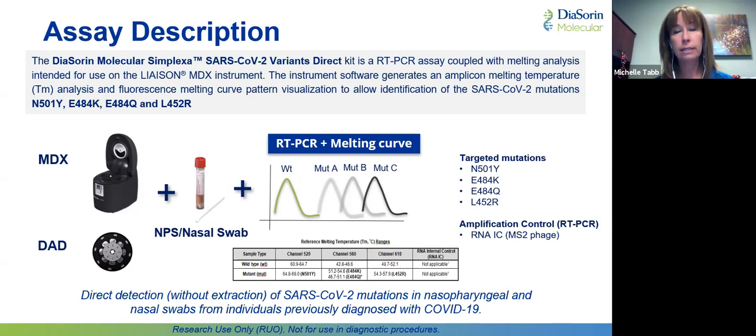And the key also is this is from individuals previously diagnosed with COVID-19. So you're going to want to take a previously positive sample and run it through this test. This is research use only. It's not to be used for diagnostic procedures. So it's not to be used as a test that diagnoses patients with SARS-CoV-2. That has to happen with an emergency use authorized test upstream of applying this particular test for variants.